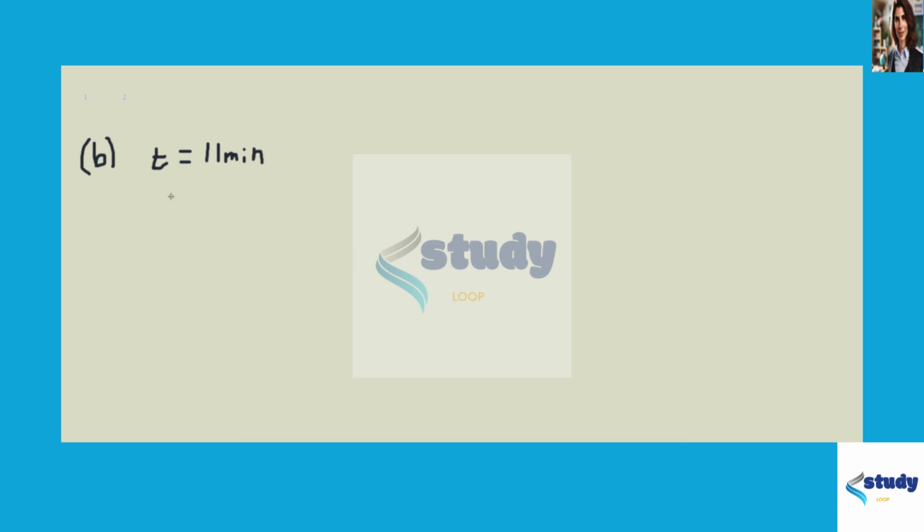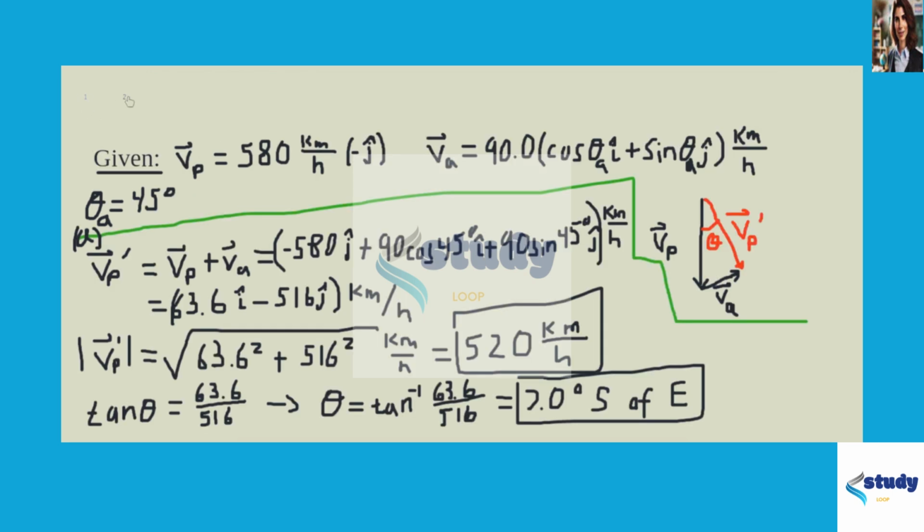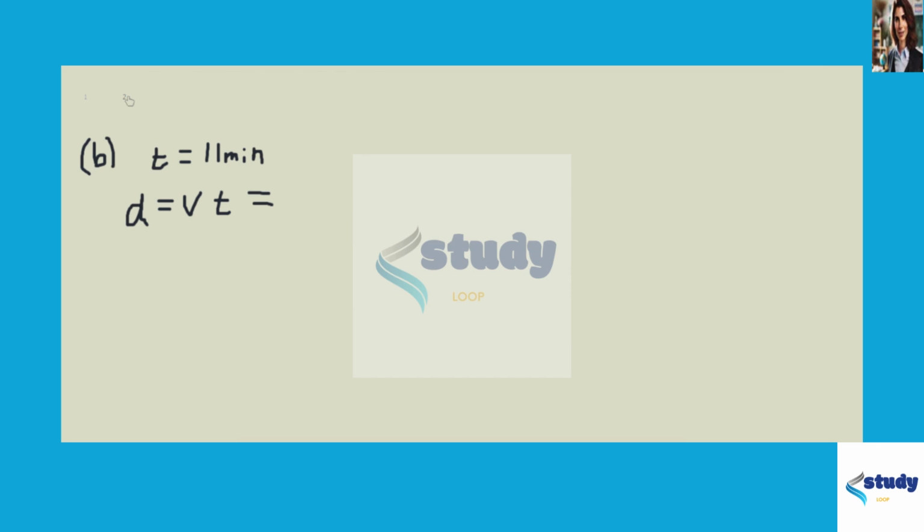Okay, and we can use the fact that the distance is equal to velocity times the time. So the distance difference, we'll just call that d, is equal to the velocity that it's traveling times the time. v sub p prime times t, velocity times the time. Okay, well, the velocity we're going to be using is the magnitude of the plane that we found on the previous page. So that's 520 kilometers per hour.